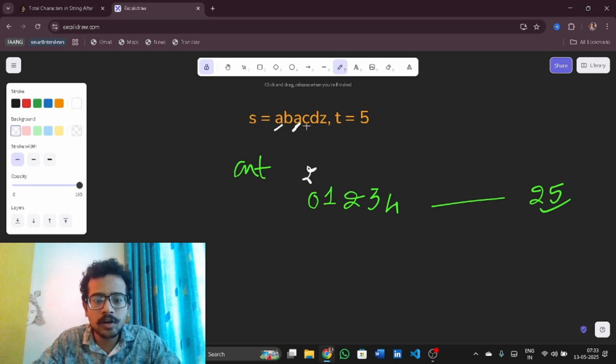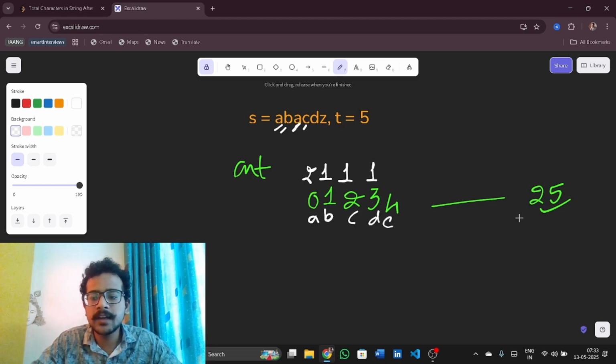Now, how many times did I get B? B is for 1 time. How many times did I get C? C is for 1 time. How many times did I get D? D is for 1 time. For your convenience, I am placing A, B, C, D, E, and then Z. Z is for 0 times. Okay, 3 is for 1 time. Z is for 1 time.